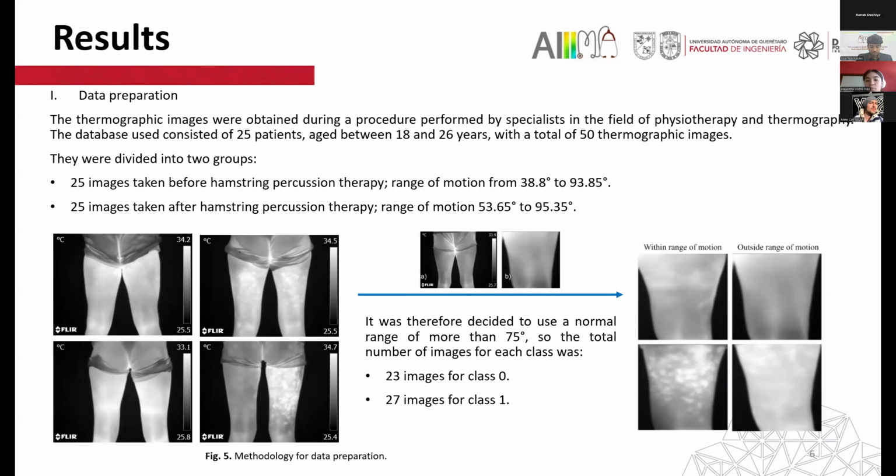The next step was to classify the images. In order to classify them, research was carried out analyzing several studies on the range of motion of the hamstrings. In order to label the images according to the appropriate range of motion, it was decided to use a normal range of motion greater than 75 degrees. So the total number of images per class was 23 images for class 0, also called within range, and 27 images for class 1, also called outside range.